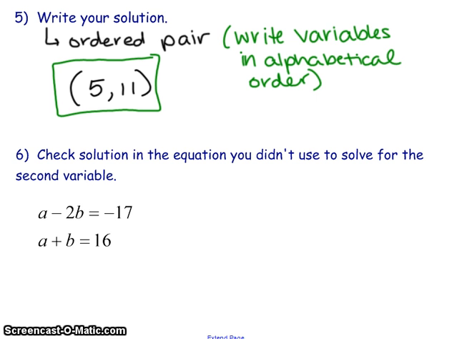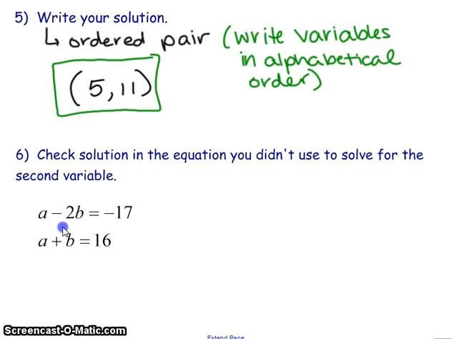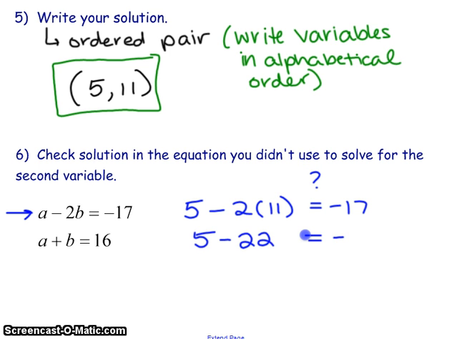Once you've found your solution, a smart thing to do is to check it. You want to check it by plugging it back into the equation that you didn't just use to solve for the second variable. So if you remember, we just used A plus B equals 16 to solve for that second variable. So we're going to switch back to the other equation. We're going to plug in 5 for A minus 2 times 11 for B and see if that equals negative 17. So that's going to give us 5 minus 22 equals negative 17, and 5 minus 22 is negative 17. So since that comes out even on both sides, that means our solution works.